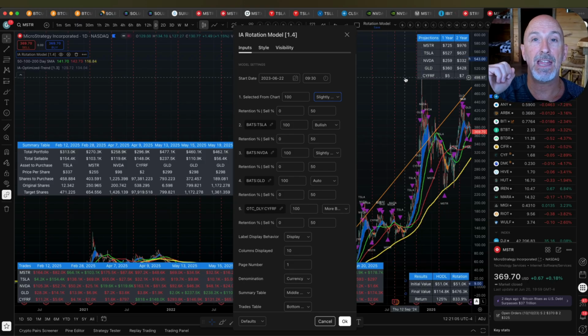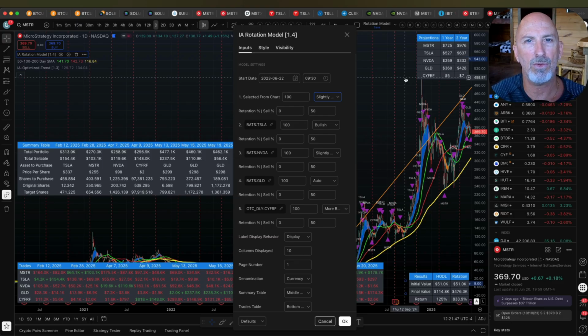So far, we have set the start date. We have selected the 5 assets that we would love to hold into the future. And I didn't just do what James calls asset cloning. I didn't just pick MicroStrategy and then go pick 4 other Bitcoin treasury companies, right? I picked different assets that should move inversely correlated, maybe not perfectly, but uncorrelated from one another, so that if MicroStrategy goes on a heater, hopefully it's at a time when Tesla, Nvidia, gold, and CYFRF are not doing as well, right?